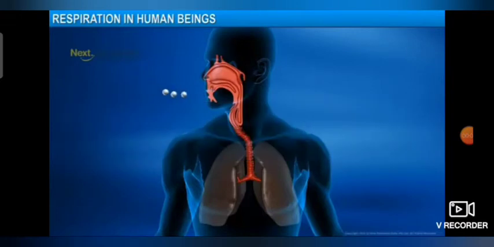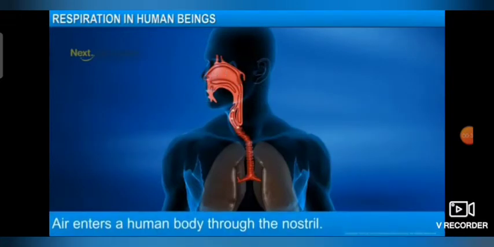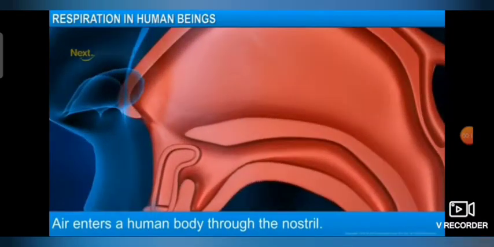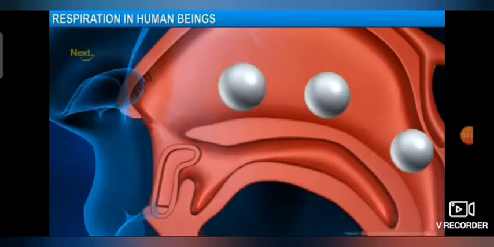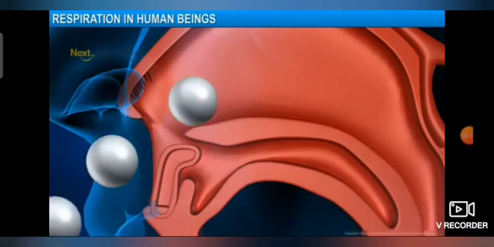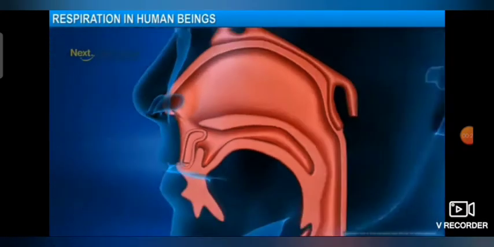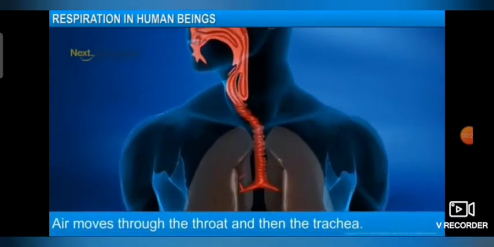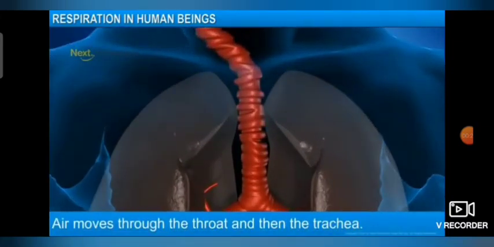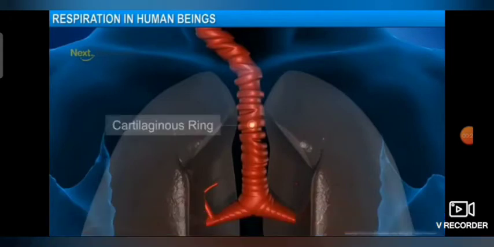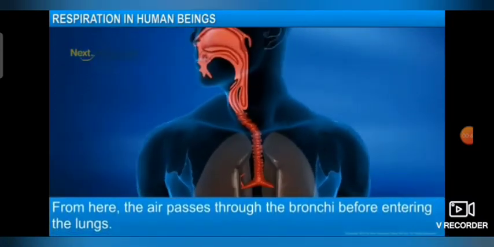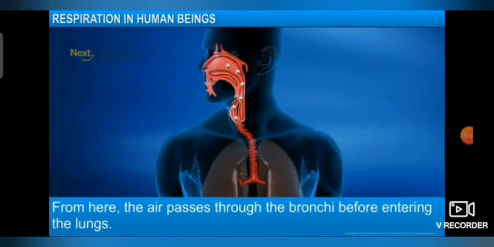This is the question. In human beings, air enters the body through the nostrils. Nostrils are lined with fine hairs and mucus that filter the air as it passes through. Next, the air travels through the throat and then moves through a pipe called trachea. Trachea contains cartilaginous rings that ensure smooth flow of air into the lungs. From here, the air passes through the bronchi before entering the lungs.